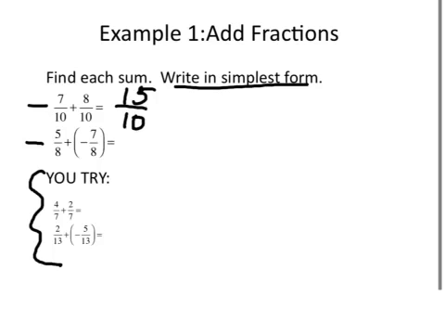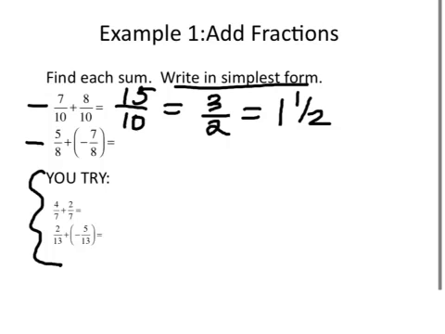When I look at this, I recognize that 5 goes into both 15 and 10, so that's going to be my first step in reducing. 5 goes into 15 3 times, 5 goes into 10 2 times, so I end up with 3 halves. I can rewrite that as a mixed number, and that will be 1 and 1/2. So my answer to the first part is 1 and 1/2.